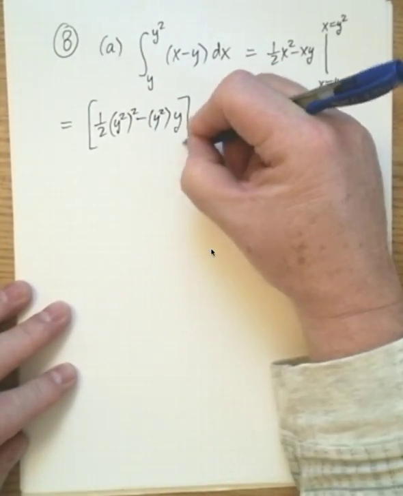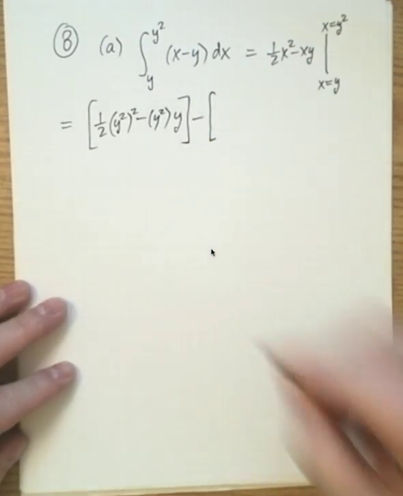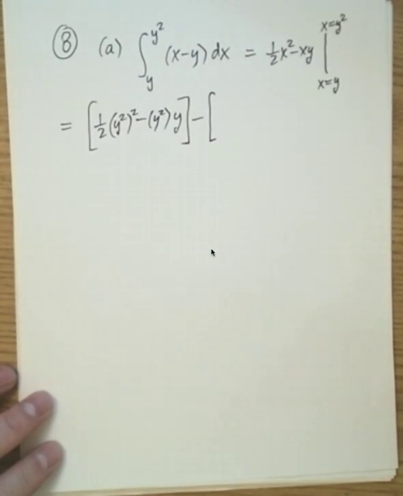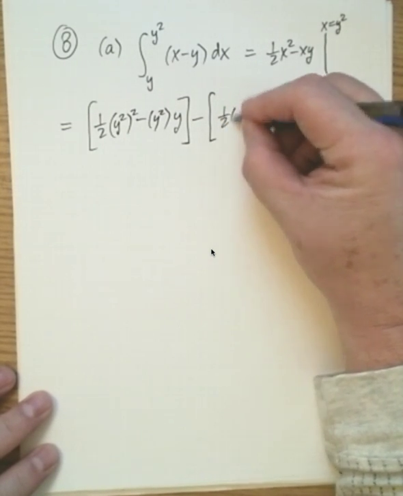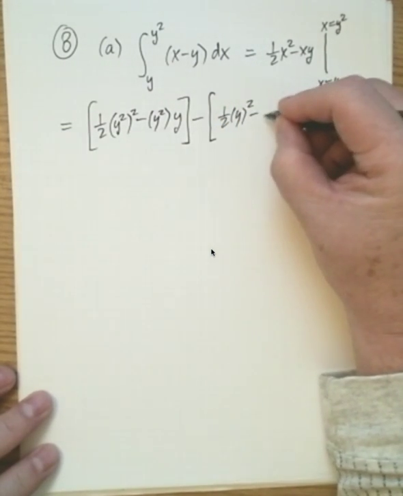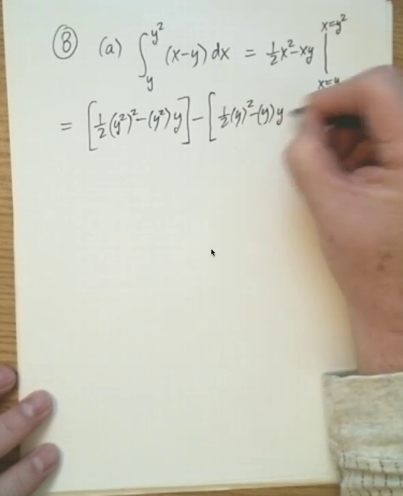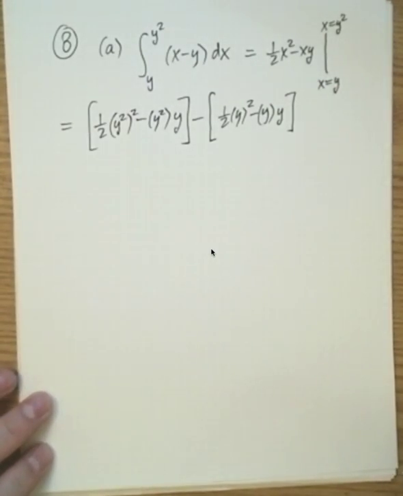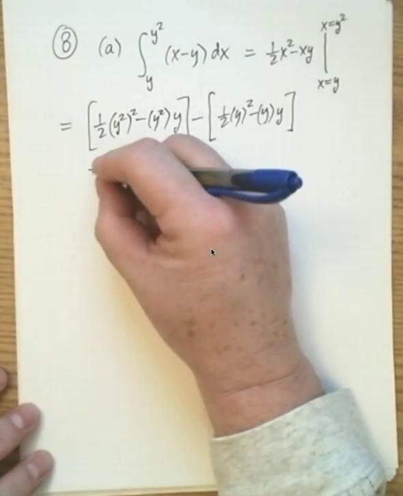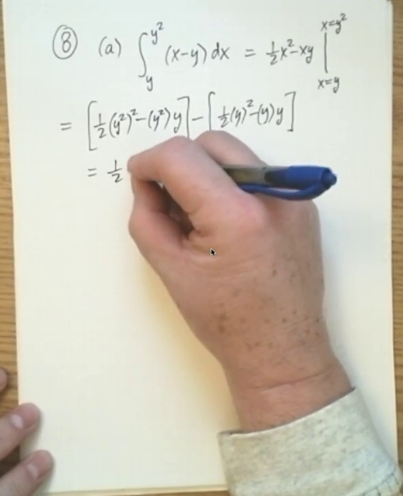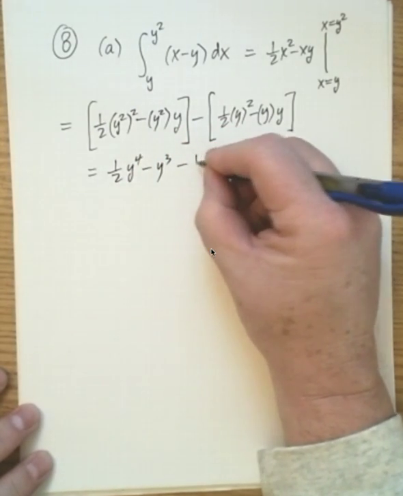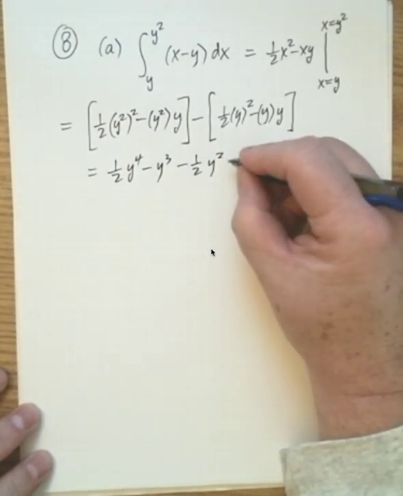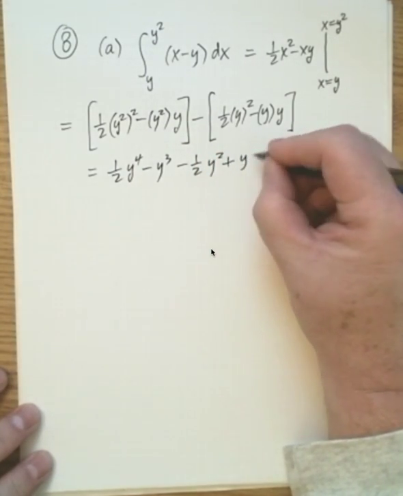Okay, that would be the first whole term in our difference here. Now I've got to evaluate what? X at y. So this would be 1/2 y squared minus y times y. Okay, let's see what this simplifies to. This goes to 1/2 y to the 4th minus y cubed minus 1/2 y squared plus a y squared.